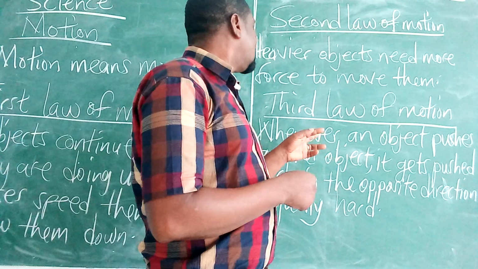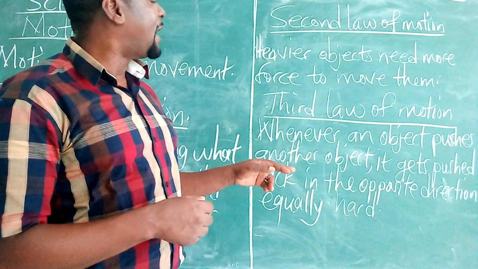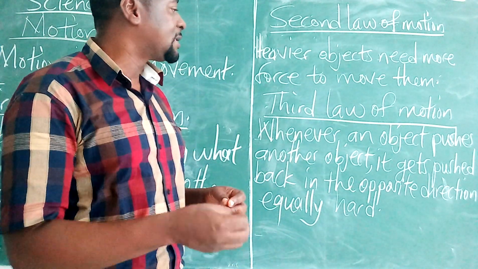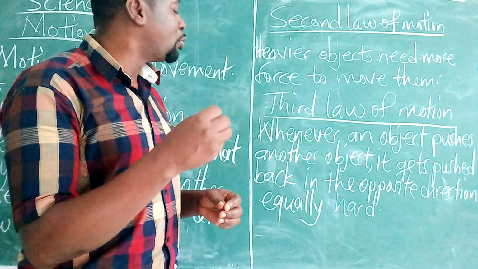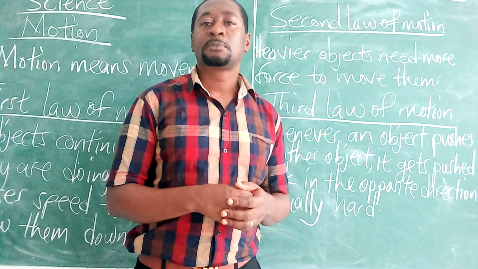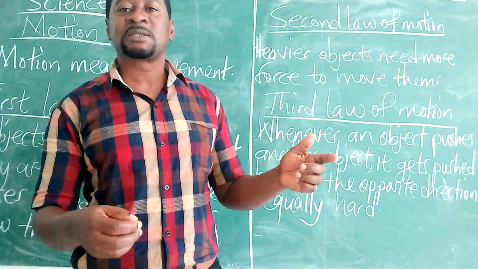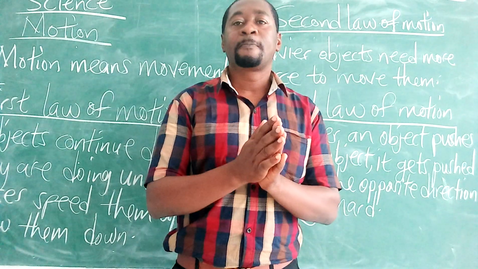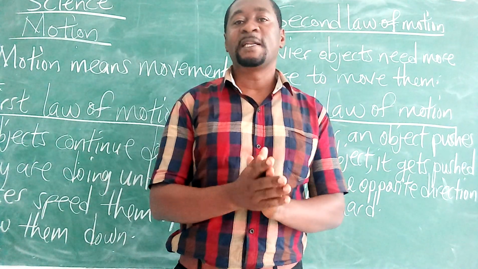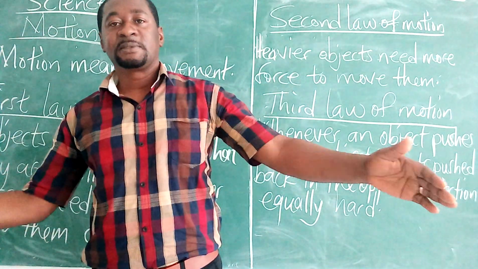Now we go to the third law of motion. Whenever an object pushes another object, it gets pushed back in the opposite direction equally hard. Let's take for instance, you are running, then another person is also running, and the two of you collide. What will happen? Everybody moves back in an opposite direction.